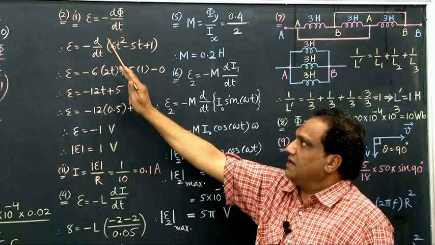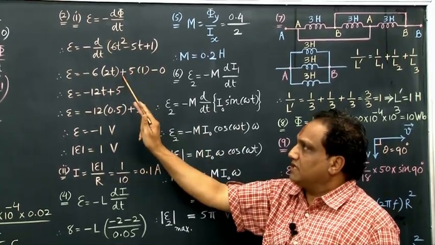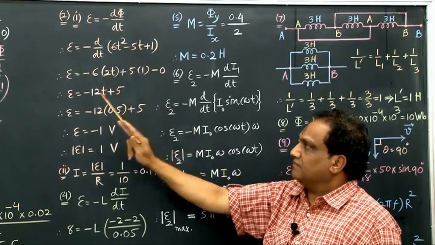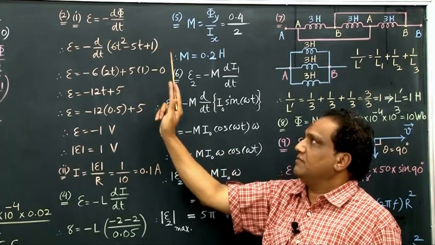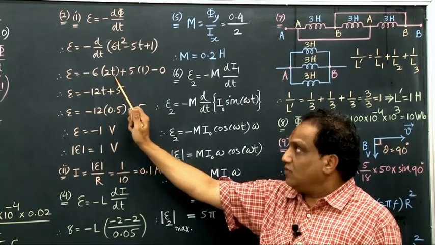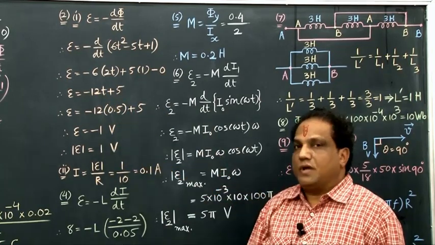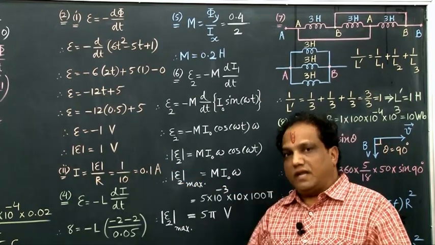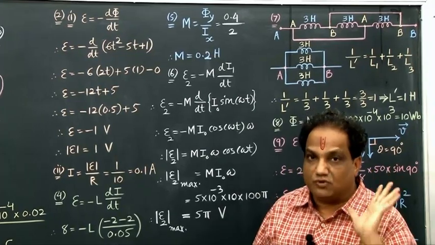6 is a constant. d by dt of t square is 2t. Then minus minus plus, come on, 5 is a constant, d by dt of t is 1. Minus plus minus, the derivative of a constant single term is 0. Now this is minus 6 into 2, that is minus 12 into t plus 5. Minus 12 into t plus 5. Now this shows that this induced EMF depends on time. And that is why you are given the time at the end of which you are supposed to find the induced EMF.